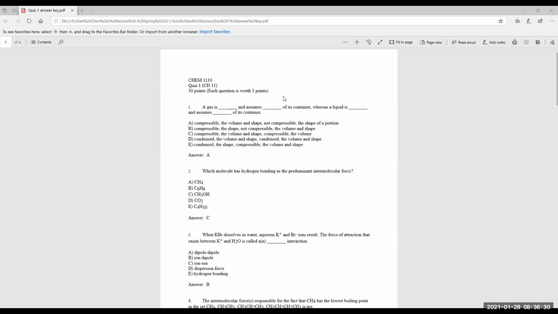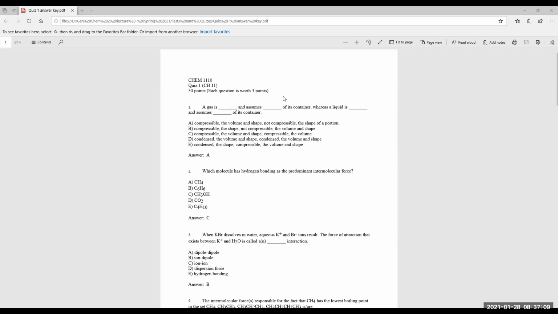Whereas a liquid, it's not compressible, and it assumes the shape of a portion of the container. And so the difference there is, as I said, if you put gas in a big container, it fills the whole big container. You put it in a small container, it fills the whole small container. A liquid, if you say have 100 mils of a liquid, it's just going to fill a 100 mil portion of whatever container it is. If it's a 100 mil container, it'll fill the whole container. But if it's a 1,000 mil container, it would just fill a small portion of that.